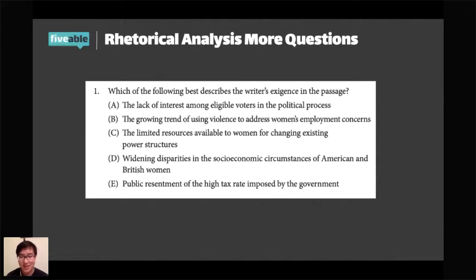All right, great answer. It's answer choice C, the limited resources available to women for changing existing power structures. Remember, exigence is what motivated the writer to create the text. The reason this writer was so angry was because of the limited resources available to women for changing existing power structures. Exigence is different from purpose. Purpose has to do with what the author is trying to achieve. What's their purpose in writing it? But exigence is why they were motivated to write it in the first place.